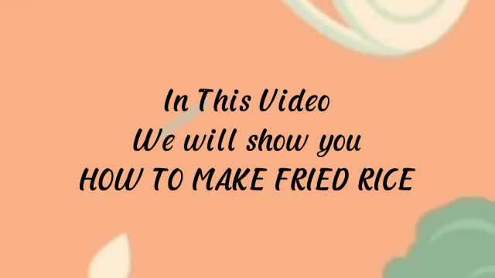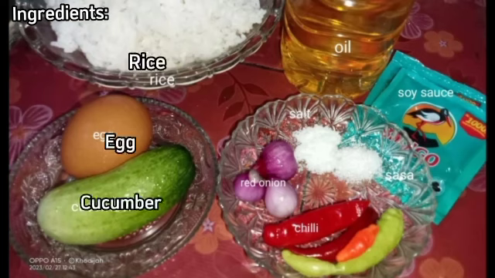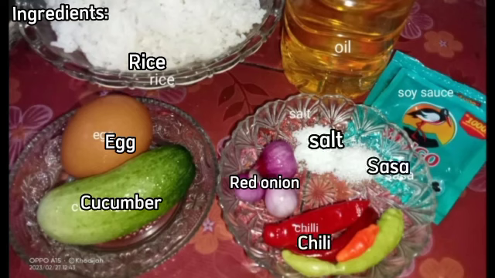In this video, we will show you how to make fried rice. So, for the ingredients, there is rice, eggs, cucumber, red onion, chili, salsa, salt, oil, and soy sauce.